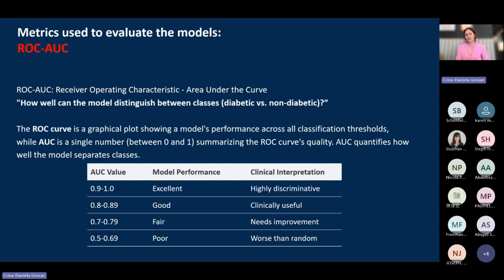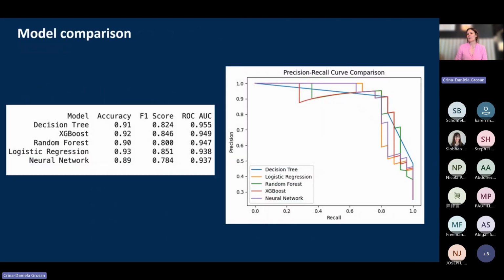And a value of, again, for this 0.9 to 1 is excellent, 0.8 to 0.9 is good, and I wouldn't consider as good results anything below 0.8 for clinical use. So remember, we had accuracy, we had F1 score, and ROC AUC. And now if we compare our models based on those, we get the results in the table on the left, and then a graphical representation in the image on the right.